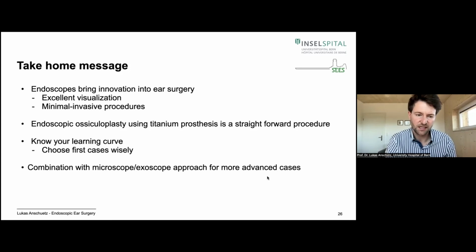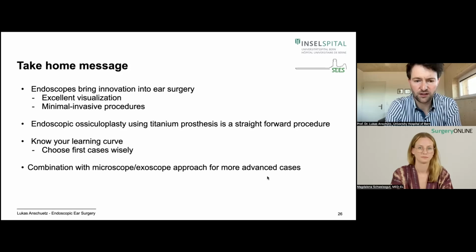If you have a problem in the mastoid, or if you do a cochlear implant, I think if you need to drill away a lot of bone, the microscope or also exoscope is very important. So that was it from my side.